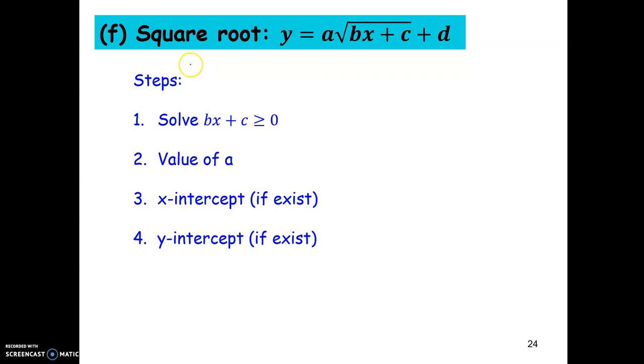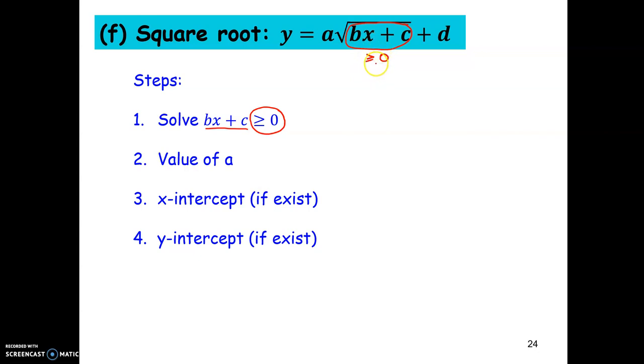So the next graph is a square root function where we have y equal to a square root of bx plus c, plus 50. So for this, we have 4 steps. The first one, we have to solve bx plus c greater than or equal to 0. This is important because bx plus c is the number inside the square root. So this number should always be greater than or equal to 0 only, so that we can draw our graph.